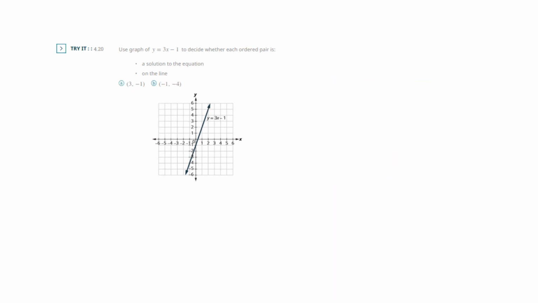Okay, now I'm going to jump ahead here, and I'm not going to plug them in because we know that this is saying the same thing. I'm going to see if it's a solution by seeing if it is on the line. So (3, -1). That's not a solution because it's not on the line. Let's try (-1, -4). It is a solution, and I know because it's on the line.